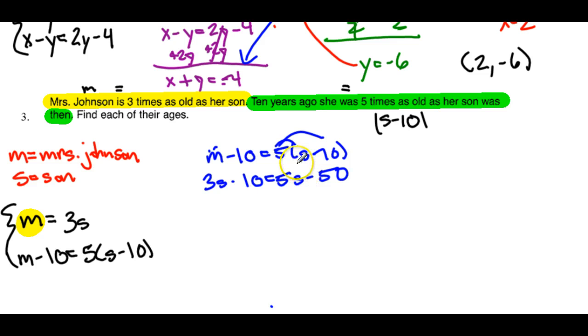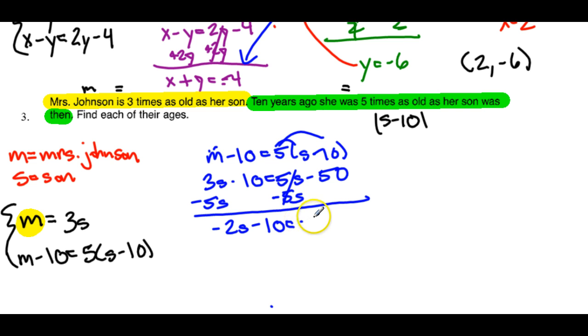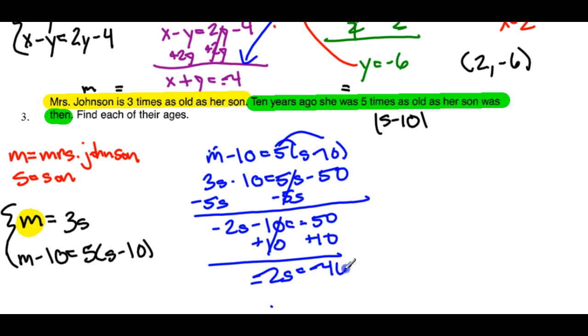Okay? Now I need to get my s's on both sides, so to move the 5s, I'm going to do minus 5s. 3s minus 5s is negative 2s. I got minus 10 equals, what's left here is negative 50. Alright, now to solve for s, we need to get the 10 moved over, so we're going to do plus 10. We have negative 2s equals negative 50 plus 10 is negative 40. Divide both sides by negative 2, and s will equal positive 20. So s is the son's age. That means the son is 20 years old. Okay?